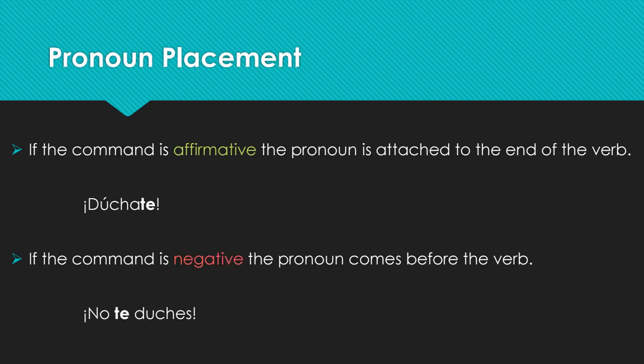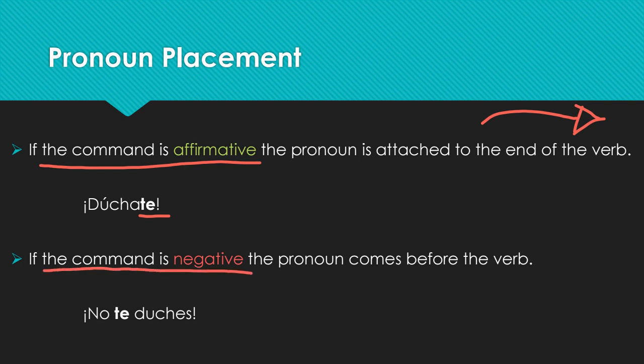And finally, we do need to touch on pronoun placement. So when we did our affirmative tú commands, we already learned that if the command is affirmative, then the pronoun is attached to the end of the verb, right? We put it at the end of the verb. So like ducharse becomes dúchate, dúchate. So take a shower. But if the command is negative, which is what we're doing today, right? Our commands are all negative. We're adding a no in front of them. Then we need to remember that the pronoun comes before the verb, all right?